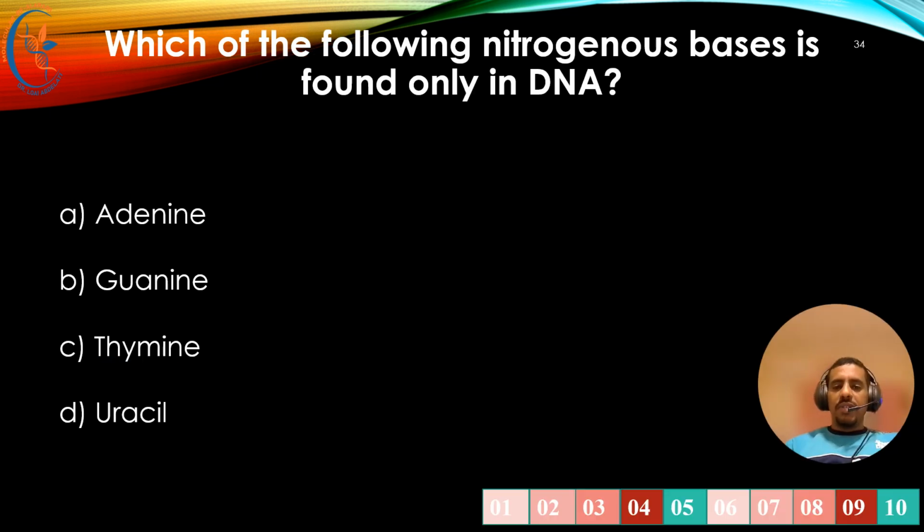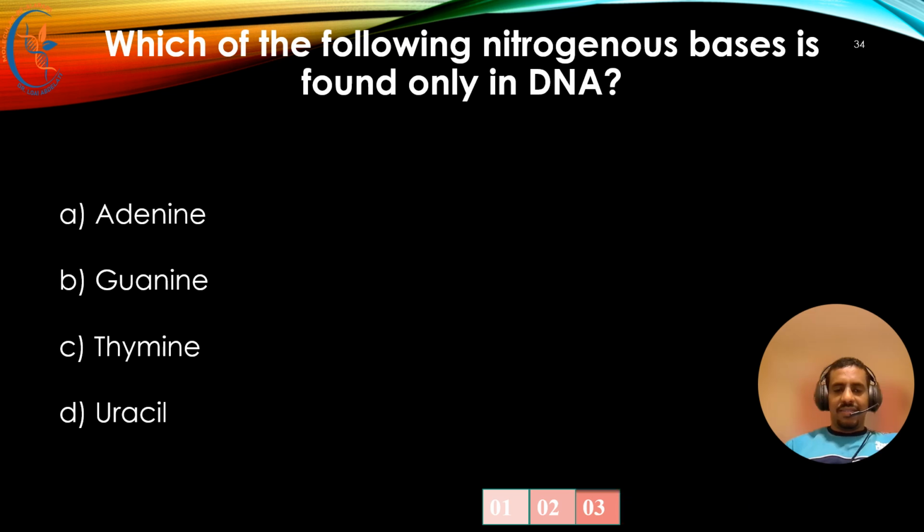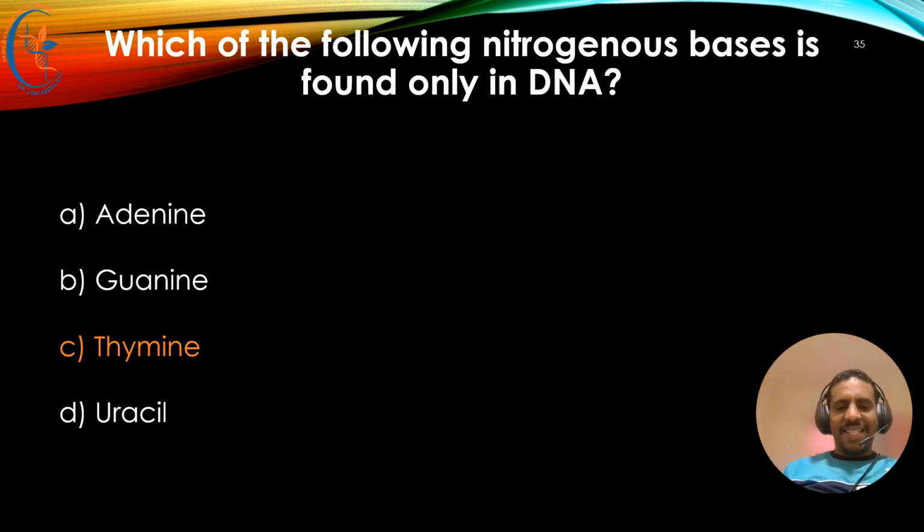Which of the following nitrogenous bases is found only in DNA? 10 seconds. All right, the correct answer is thymine. Thymine is found only in DNA and pairs with adenine. All right, whereas in RNA, thymine is replaced by uracil.